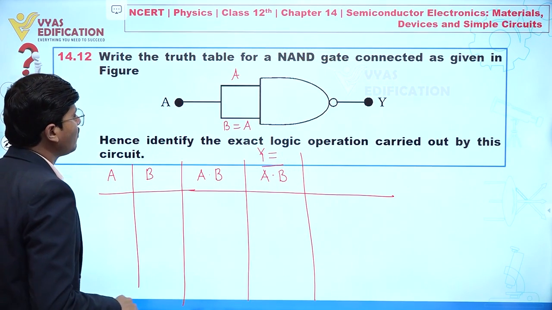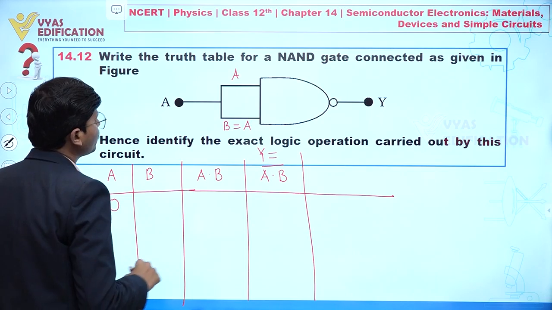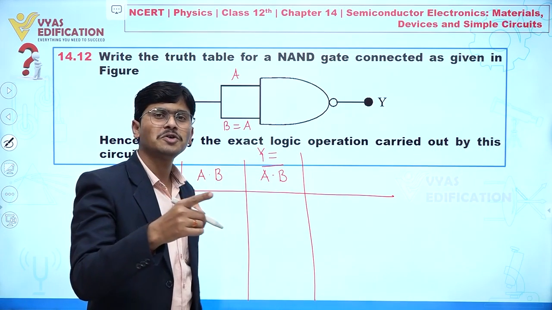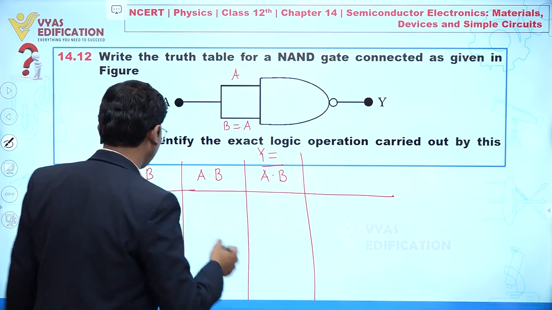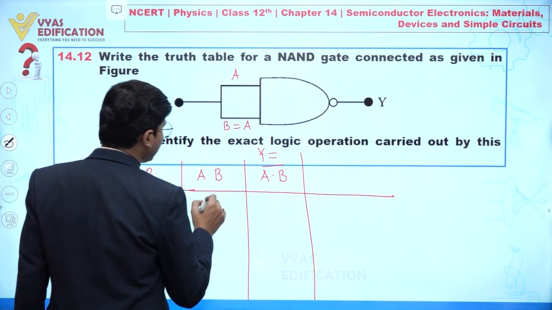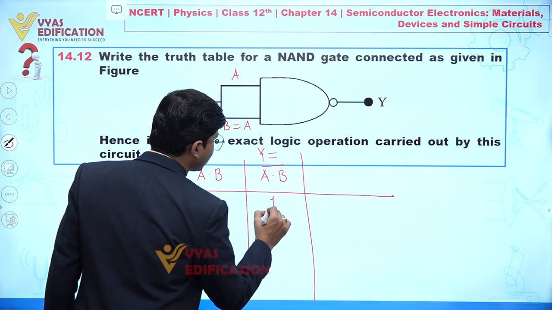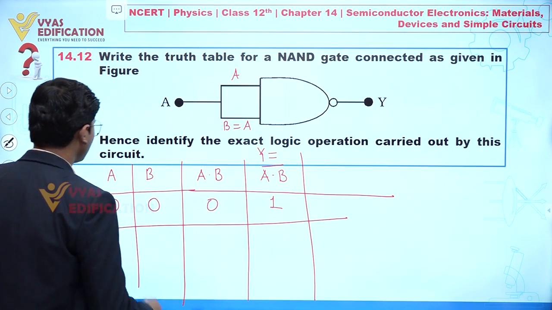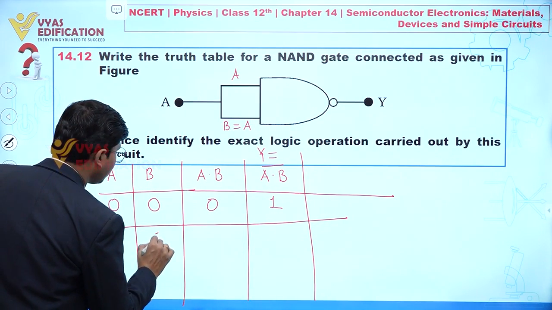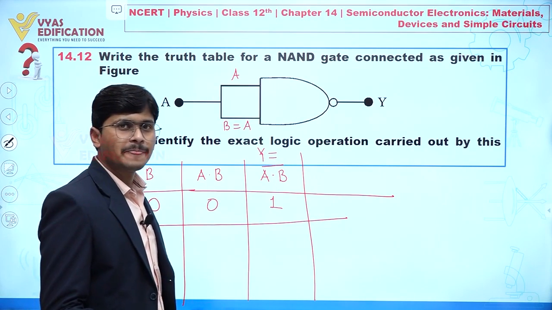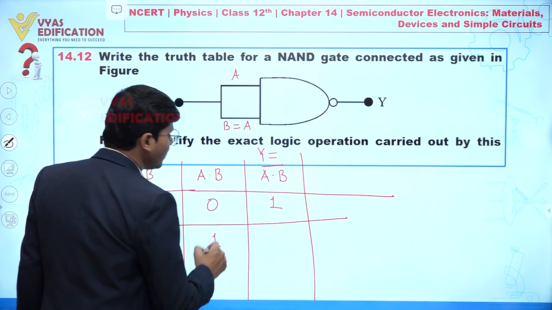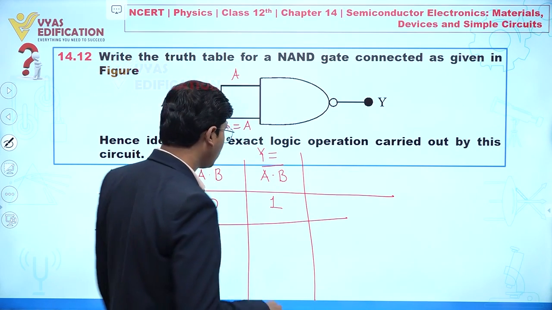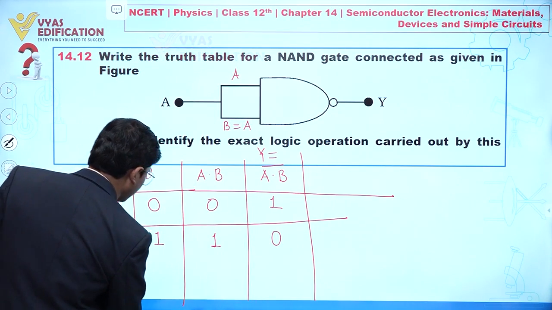And after that this is equal to Y. Now you can place all values. First I am writing A as 0, so whenever A is 0, B is automatically 0. A and B we are getting 0, and with NOT we are getting 1. Now similarly, let's suppose your input is 1, automatically B is also 1. A and B is also 1, and with NOT we can say this is 0.